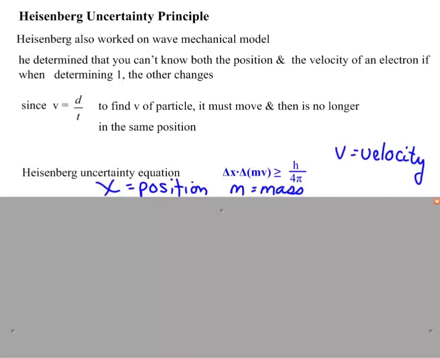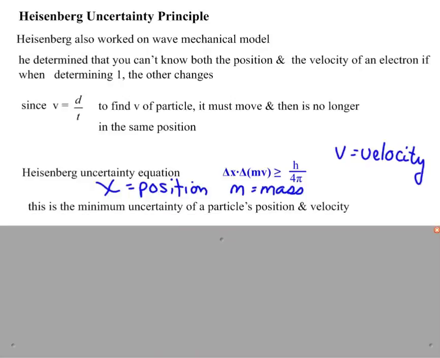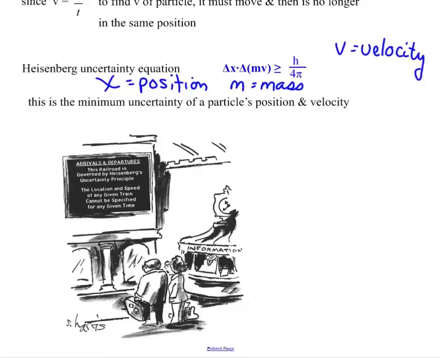And notice it's a greater than or equal to, it's not just an equal to's equation. H again is Planck's constant, and then the pi. Okay, so this is the minimum uncertainty of a particle's position and its velocity. So we can try and approximate both of them at the same time, but it's an approximation. Sidney Harris felt the need to explain Heisenberg uncertainty principle in this cartoon, so he's talking about railroads.